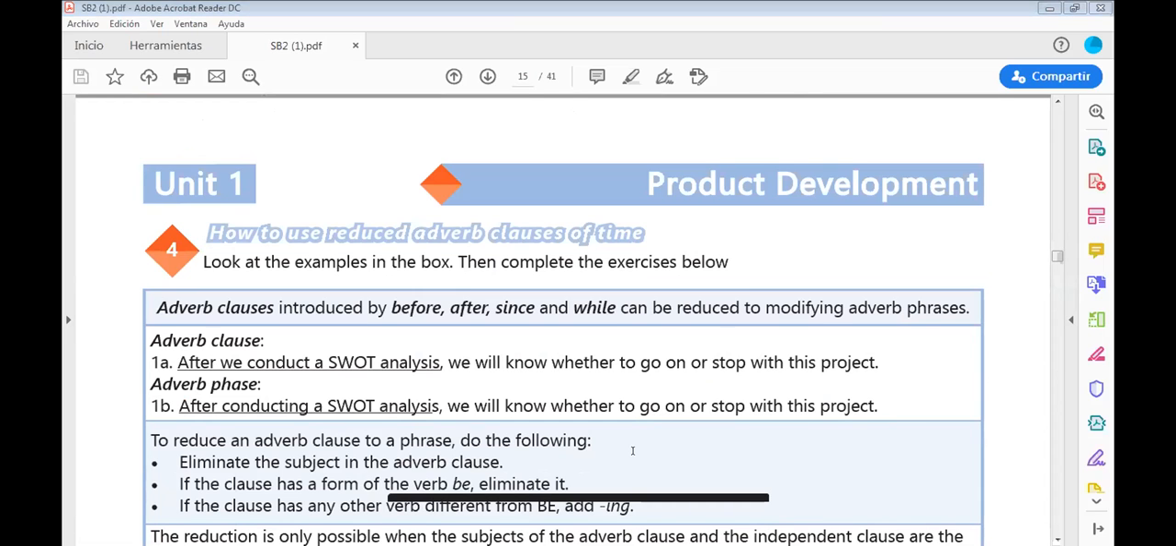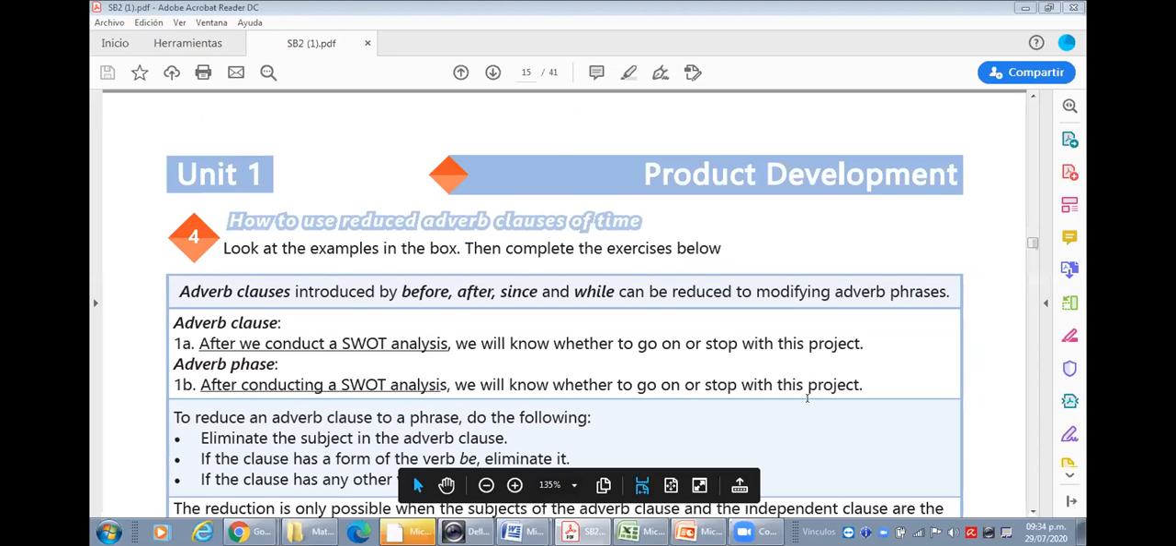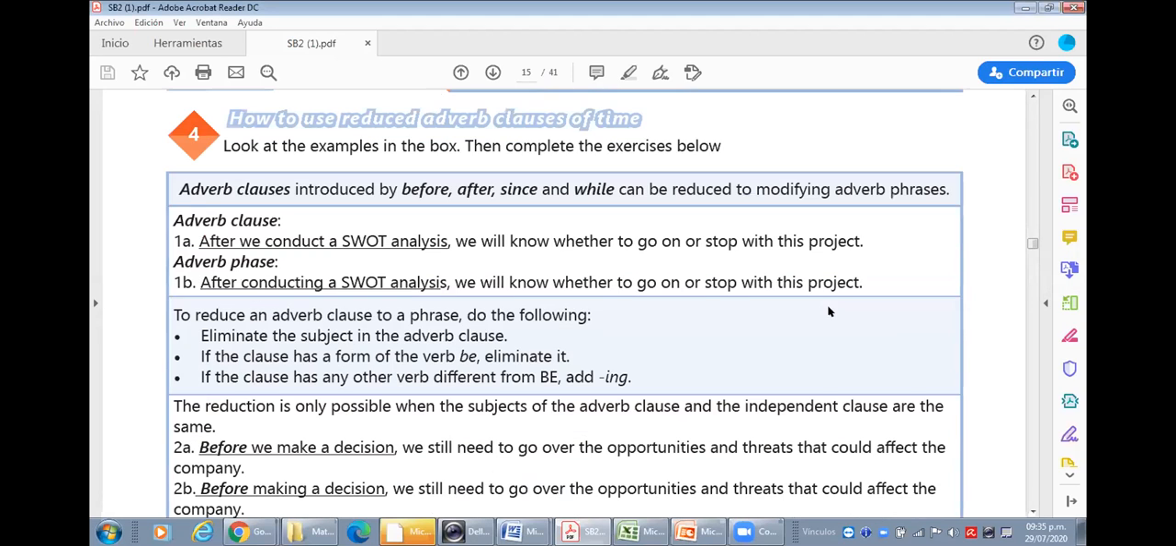Yes, right? Okay, so I want you to read this carefully, and if you have any questions, you ask me. No, let's do it together. How to use reduced adverb clauses of time? Look at the examples in the box, then complete the exercises below. Okay, let's take a look at the first exercise. Adverb clauses introduced by before, after, since, and while can be reduced to modifying adverb phrases.